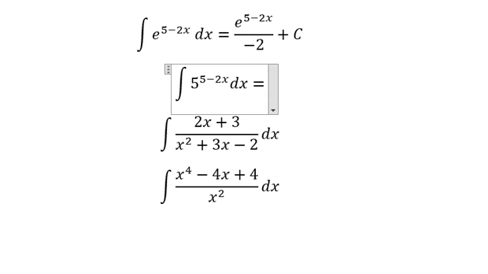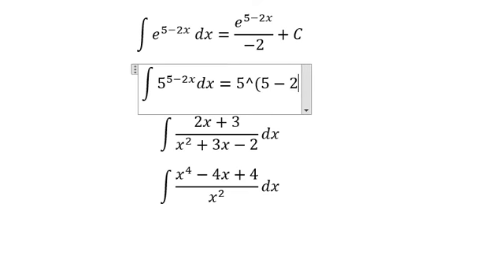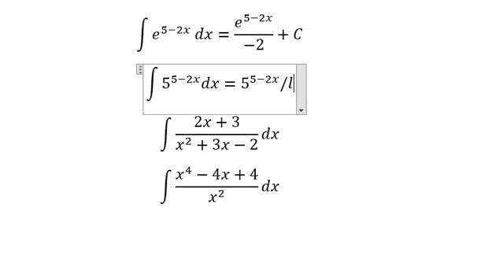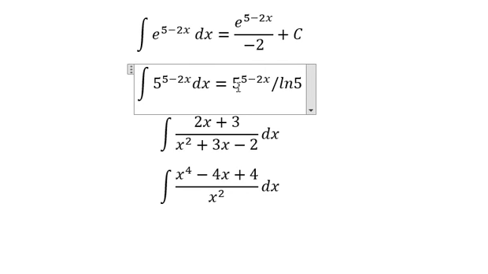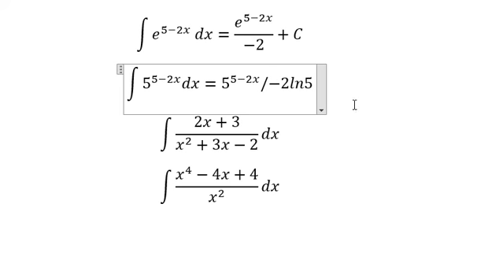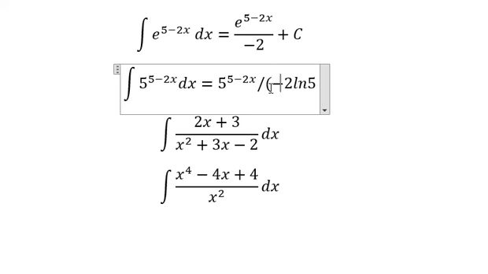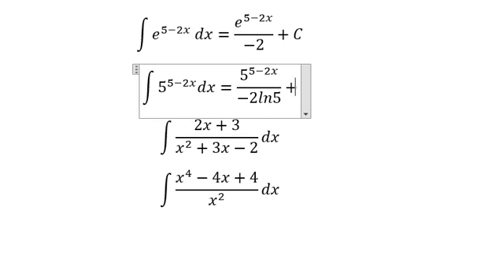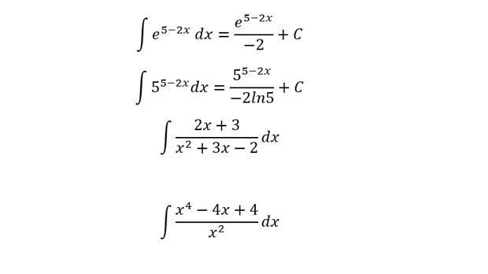This one, we will have 5 to the power of 5 minus 2s over ln 5. That's here, the base of this one. And we have negative 2, that's the coefficient of s. And we put c.